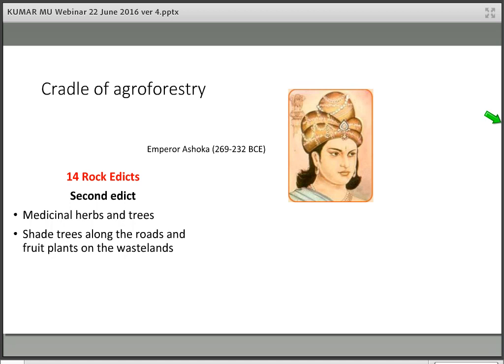India is regarded as the cradle of agroforestry, and various kinds of agroforestry systems were practiced in India since time immemorial. This is probably evident from the rock edicts of Emperor Ashoka. Emperor Ashoka ruled India during the period between 269 to 232 before the current era, and the second of the 14 rock edicts clearly mentions that the emperor advocated his subjects to practice various kinds of agroforestry, particularly planting of medicinal herbs and trees, planting shade trees along the roadsides, and also planting fruit plants on the wastelands, some of which practices can be reckoned as agroforestry even in the present day context.